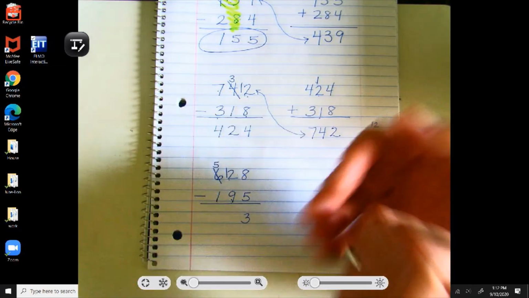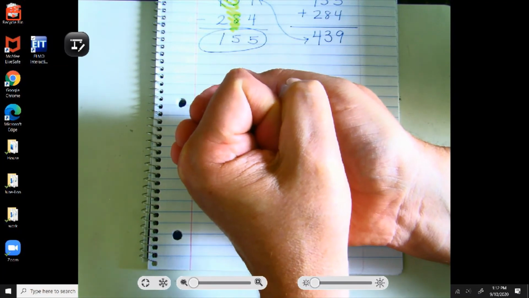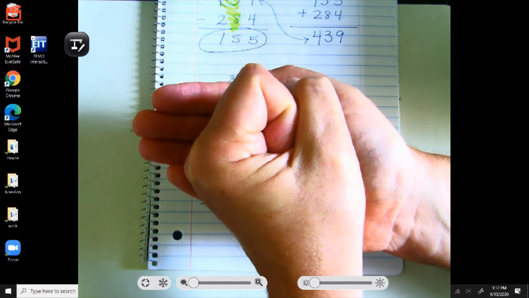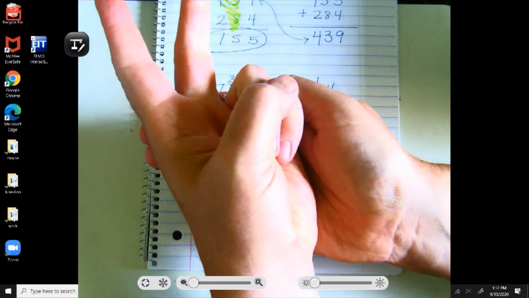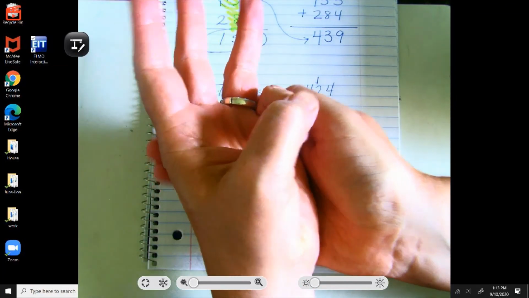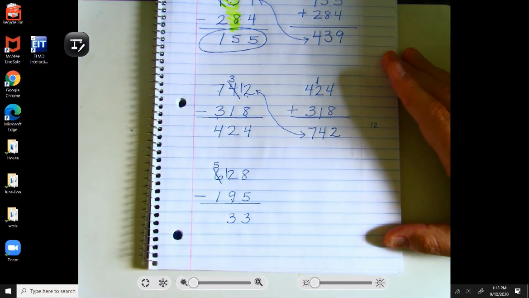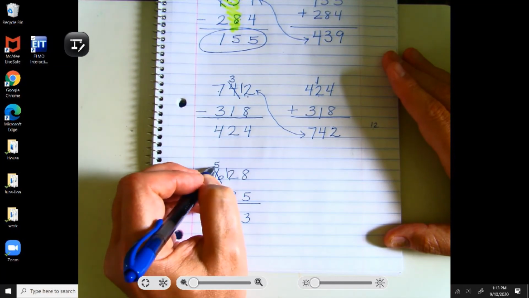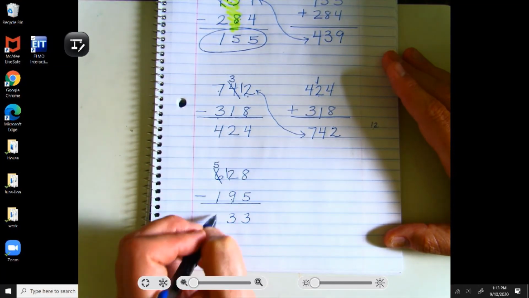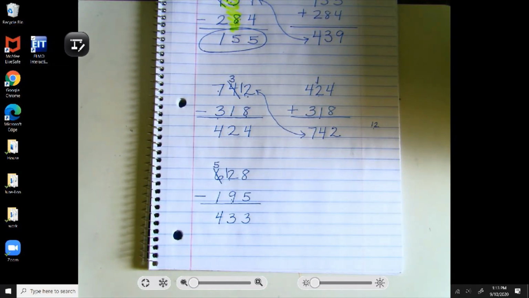Remember, if you're having trouble, use that count it up strategy. 9. Right? See how I did that? 9 is me hitting my fist on my palm. So 9, 10, 11, 12. 3. And then I made an exchange, so now 500 minus 100, 400. 433.